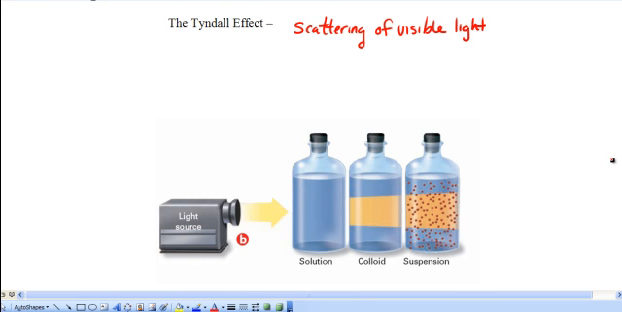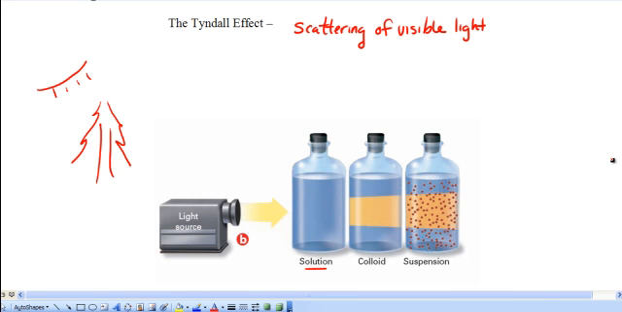Now, if you look at the diagram below, notice that a solution will not scatter the light. It's because the particles are too small. A colloid will reflect and scatter the light out, but oftentimes you can't see the particles themselves, versus a suspension, which has larger particles. You can actually see those things moving around within the light. If you've ever seen sunbeams, so you've got the sun and you're in, say, a forest.